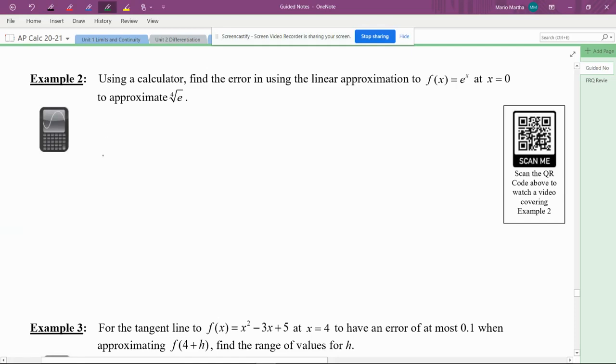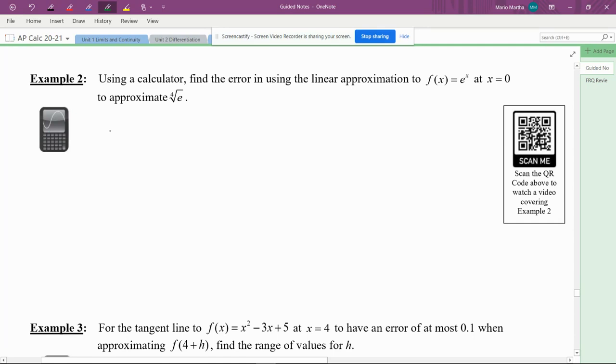So welcome back to 4.6, part 2, example 2. Using a calculator, find the error in using the linear approximation to f of x equal e to the x at x equals 0 to approximate the fourth root of e. One of the things we have to be careful about, remember, is that it is an approximation, so we might get a slight margin of error. So here we're going to pretty much calculate that.